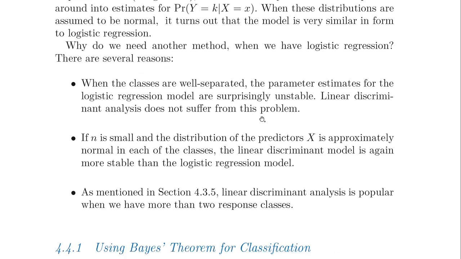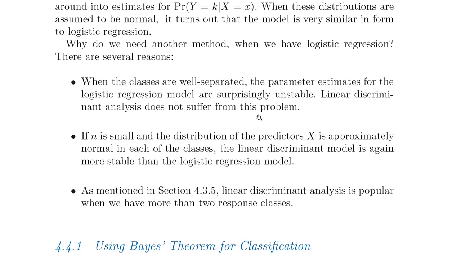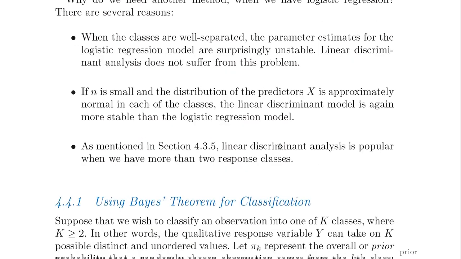When these distributions are assumed to be normal, it turns out that the model is very similar in form to logistic regression. Why do we need another method when we have logistic regression? There are several reasons. When the classes are well separated, the parameter estimates for the logistic regression model are surprisingly unstable. This is what you don't want in your model, that if you change your data slightly, the parameters are considerably different to maybe a previous model fit. Linear discriminant analysis does not suffer from this problem.